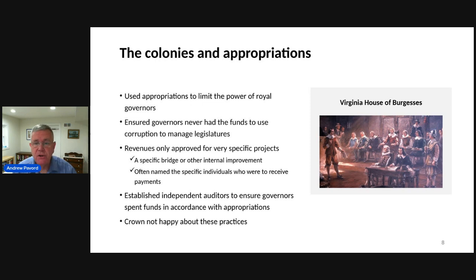Now, as you can imagine, the crown was not happy about this, right? The crown felt that there should be subordination and that the colonies should be subordinate to the royal governors, and the colonies should do as they're told and should give latitude and show deference to the royal governors. And so there were a lot of struggles all throughout the colonies about spending and fights over this. And that was part of what went into the American Revolution.